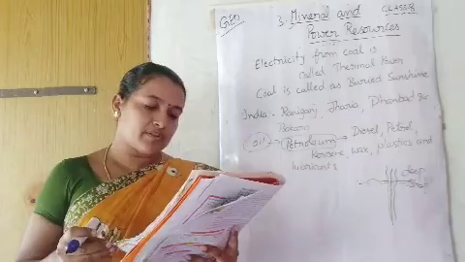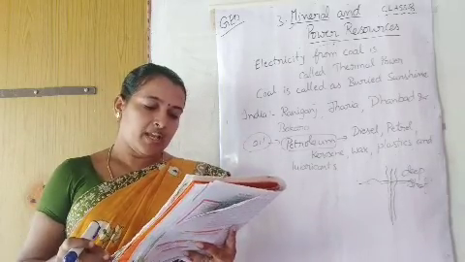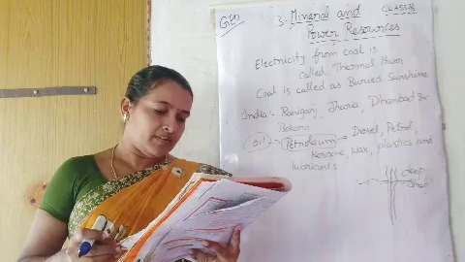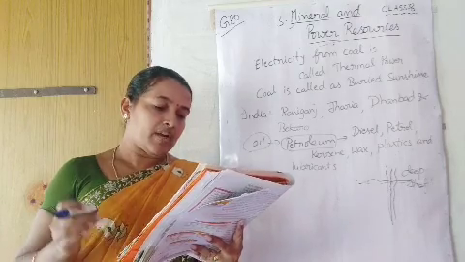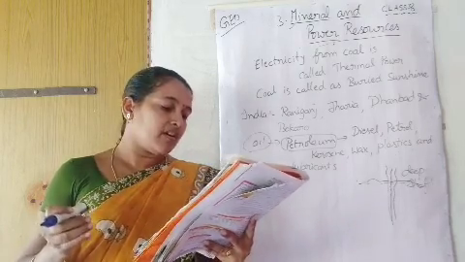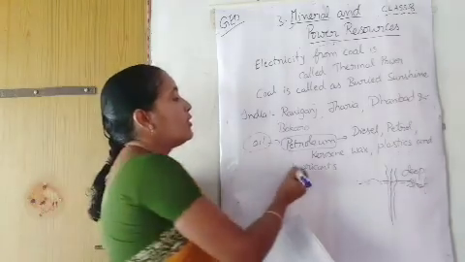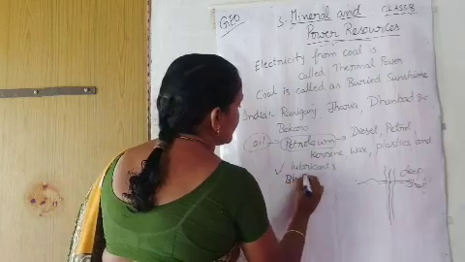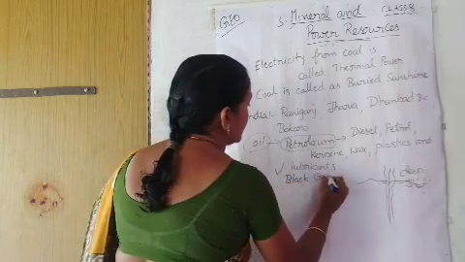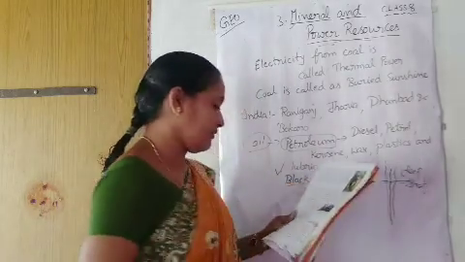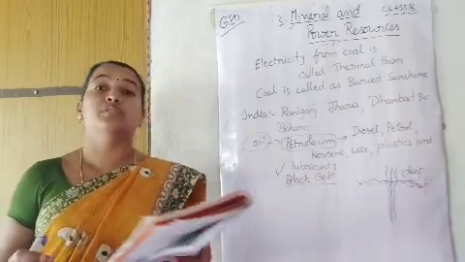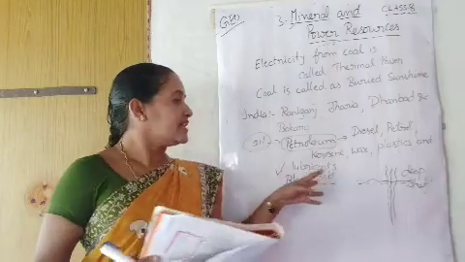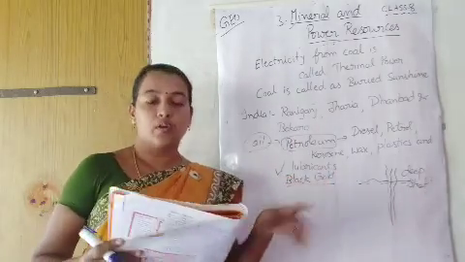Petroleum and its derivatives are very valuable. Petroleum and its derivatives are called black gold. So all these things are called black gold as they are very valuable. That's why they are called black gold.